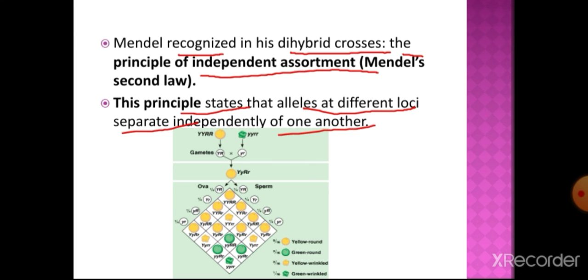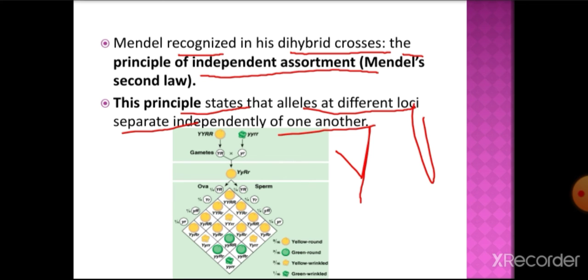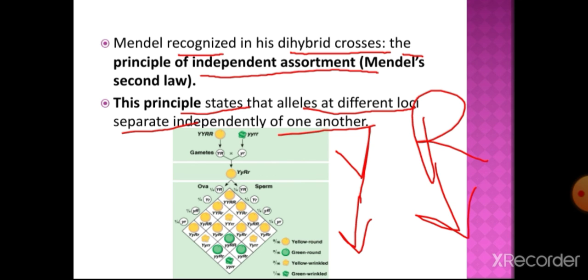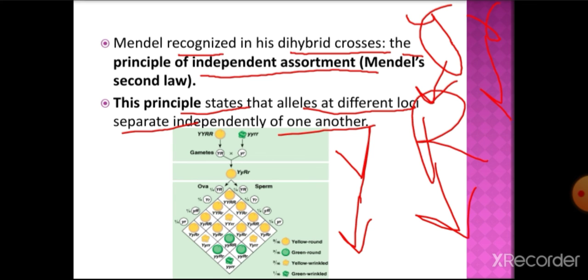That means that the yellow character and the round character separated independently during the gamete formation, right? So of course that would mean that also the green and wrinkled characters separated independently of each other during the gamete formation. This is what is stated by Mendel's principle of independent assortment, or Mendel's second law.